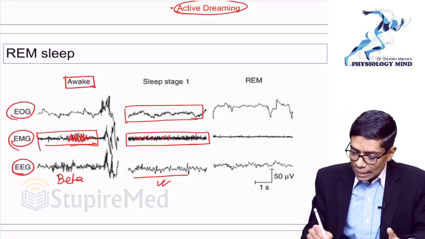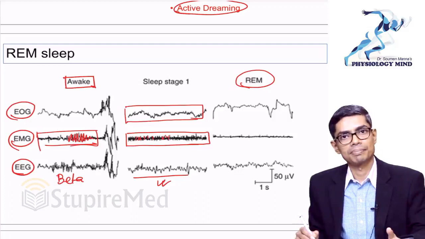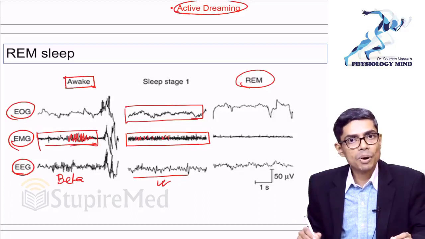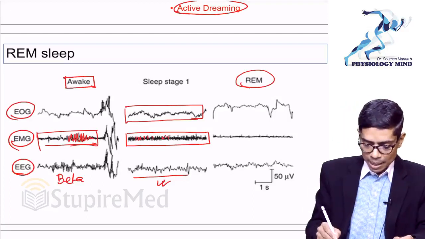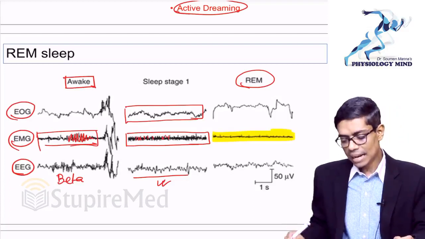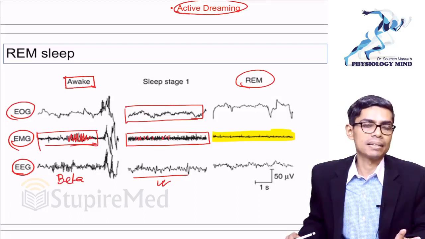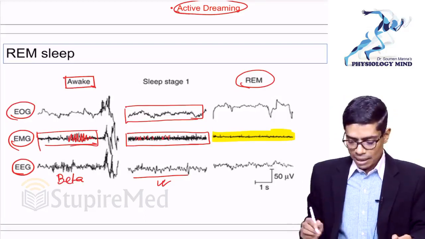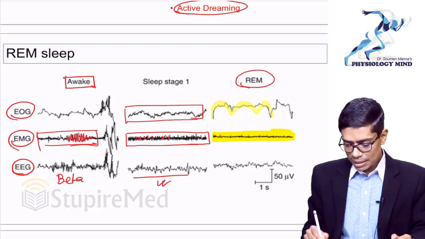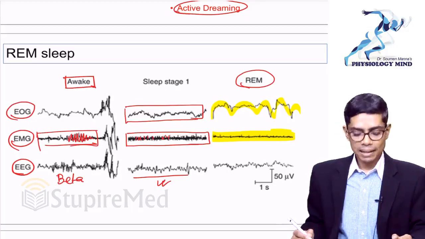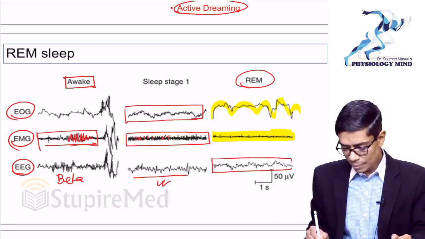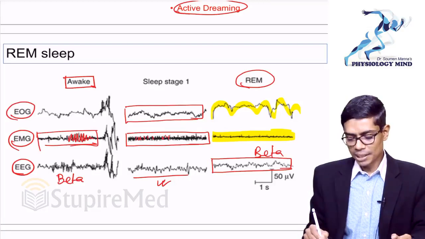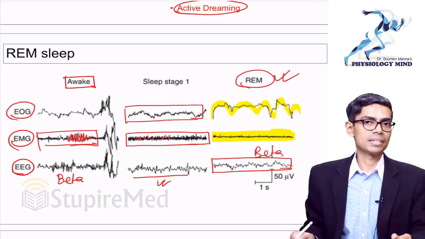Now when you are entering the REM sleep stage, what is the most prominent finding? That is muscle atonia. Look at the muscle tone here. Muscle activity is completely silent, which means the muscles are almost paralyzed. Along with that, you are getting increased activity of the eye. And see the wave: you are getting a high frequency wave, similar to a beta-like wave, and this is typical of REM sleep.